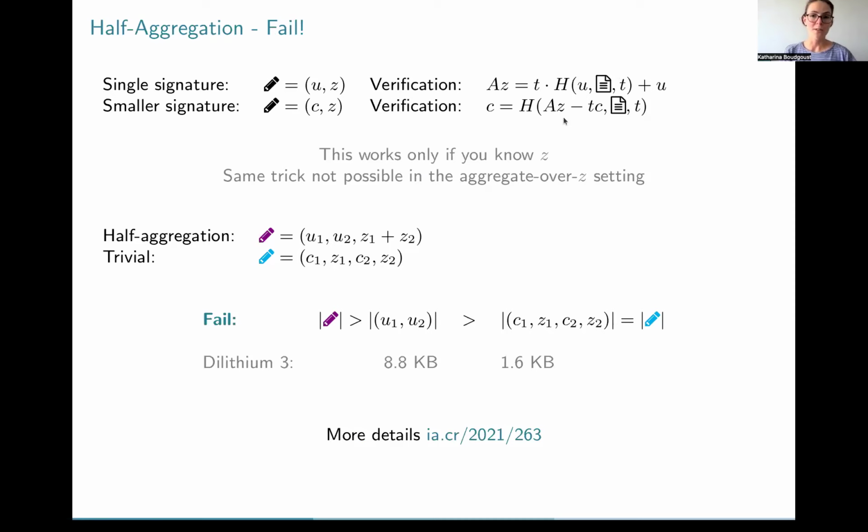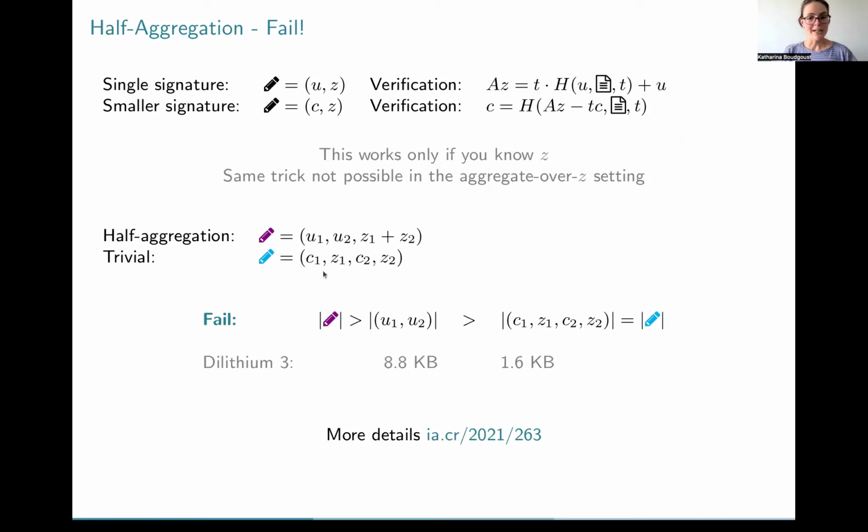And if you have access to Z, this is equivalent because you can either evaluate the random oracle and check the verification, or you can recompute U using the challenge and then verify that the random oracle computation has been done correctly. And this trick does work super well in single signatures, but you cannot use it if you're aggregating over the Z parts, because if you now have the sum over the Z parts, you cannot recompute the single U parts anymore. And that means that if we have our half aggregation equation, we have to stick to this U form of the signature. So we can send the two U's and then we send the sum of the Z's.